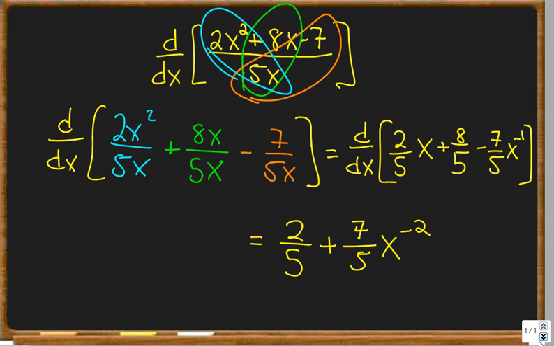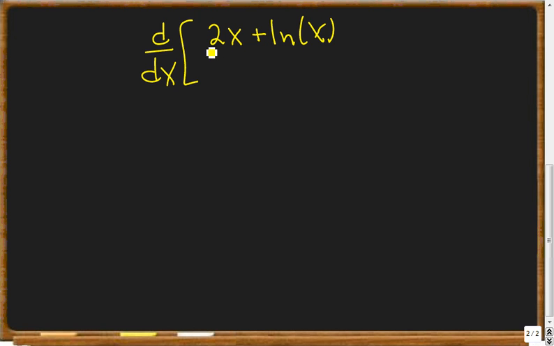Now, if the functions don't match up so well, then we might have to do the quotient rule. But sometimes you can get a little slick and avoid some potential headache, if you see that you can algebraically simplify things to start. If we have a function like this, 2x plus the natural log of x divided by the natural log of x.